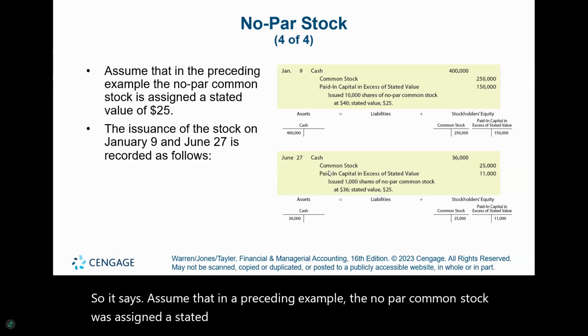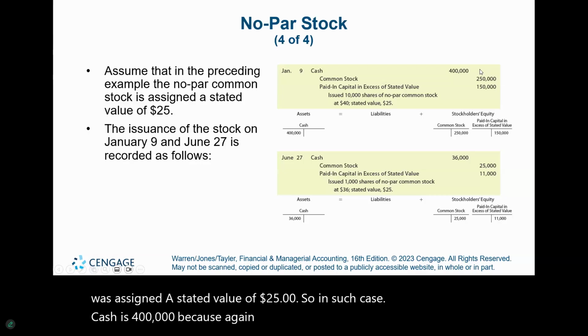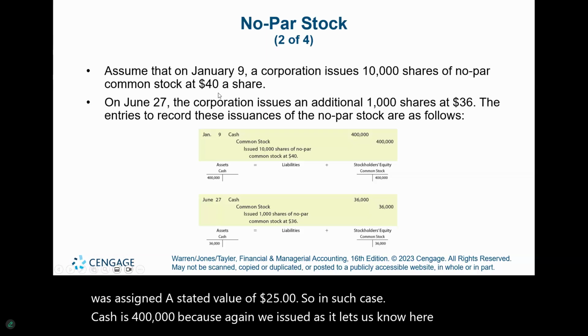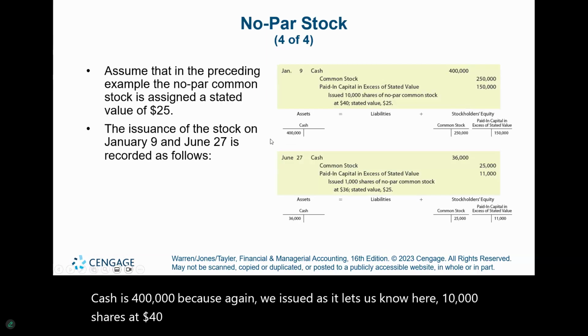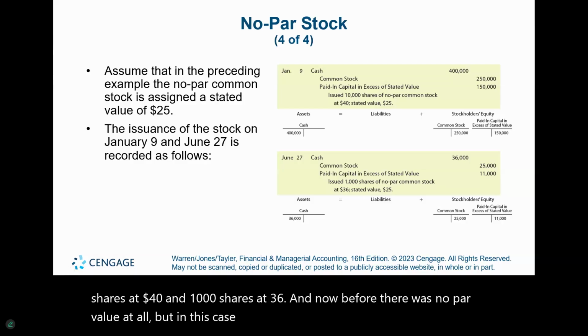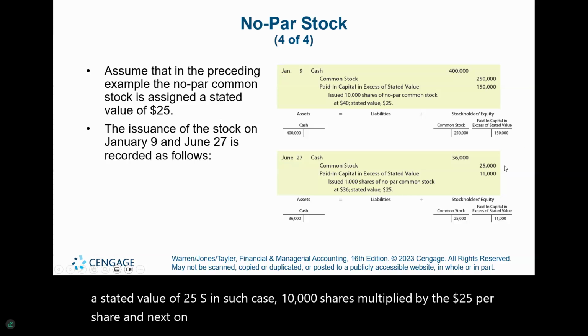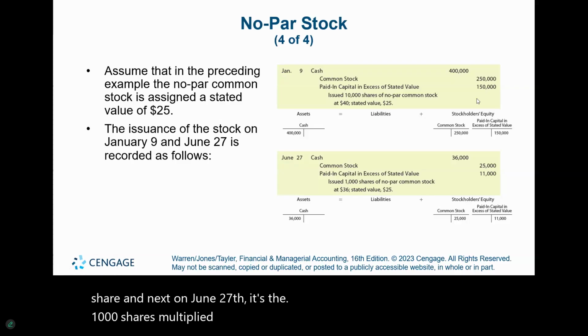So it says, assume that in the preceding example, the no par common stock was assigned a stated value of $25. So in such case, cash is $400,000 because again, we issued, as it lets us know here, 10,000 shares at $40 and 1,000 shares at 36. Before, there was no par value at all. But in this case, the facts change a little bit because there was a stated value of 25. So 10,000 shares multiplied by the $25 per share. And next, on June 27th, it's the 1,000 shares multiplied by the $25. So we see that the facts change a bit because of the stated value.